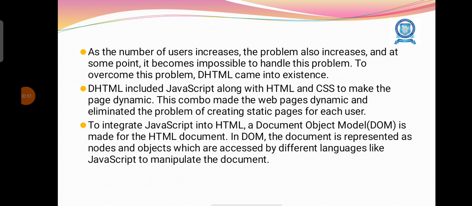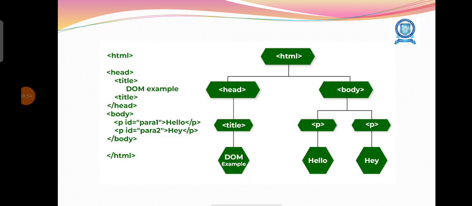DHTML included JavaScript along with HTML and CSS to make the page dynamic. To integrate JavaScript into HTML, a document object model is made for the HTML document. In the DOM, the document is represented as nodes and objects which are accessed by different languages like JavaScript to manipulate the document. So this is the tree showing the elements in the document object model.